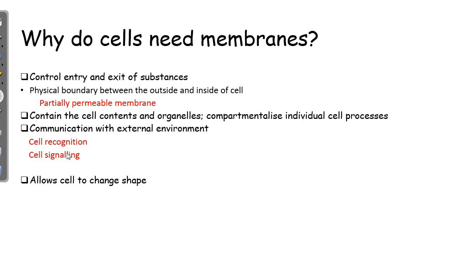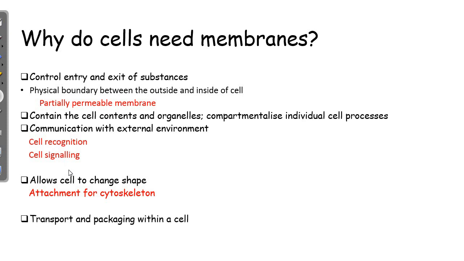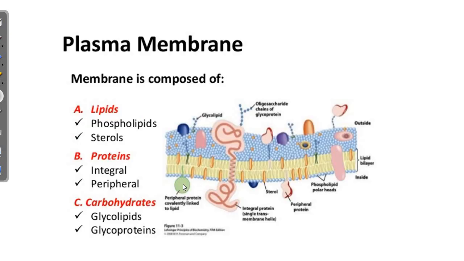carbohydrates: glycoproteins and glycolipids allow cells to change shape. The proteins are the ones which give structural integrity to the cell. So proteins have that function too, that is attachment for the cytoskeleton, transport and packaging within the cell, and a site for chemical reactions. So now I hope I am clear on all of these functions with respect to their composition.